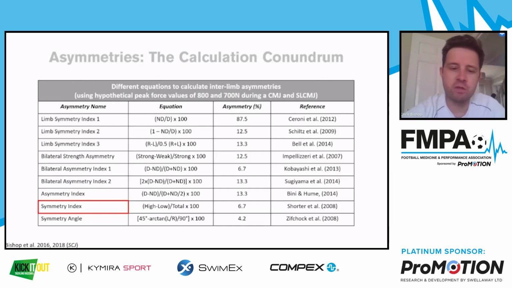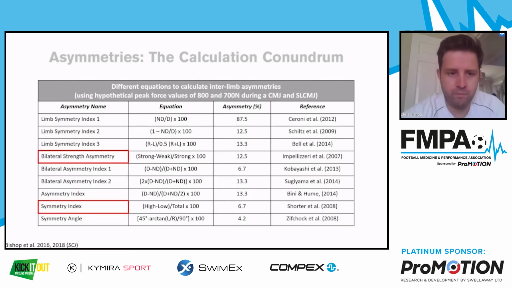So if we put those numbers into that symmetry index equation, what you get is 800 minus 700 divided by 1500, because actually in a two-legged task, the limbs, like I said, are not interacting independently. They're both working to produce 1500 newtons of force. And so actually we should probably interpret any asymmetry or imbalance relative to the total.